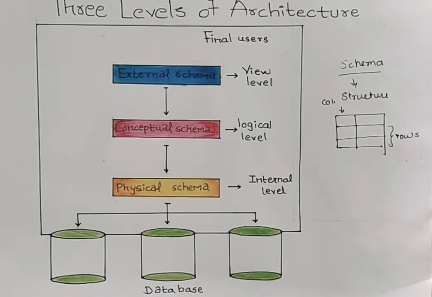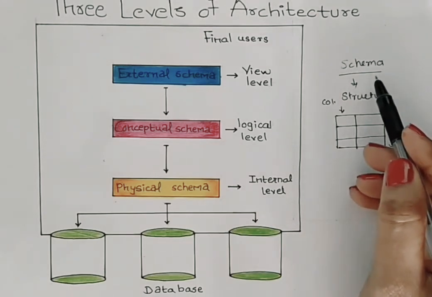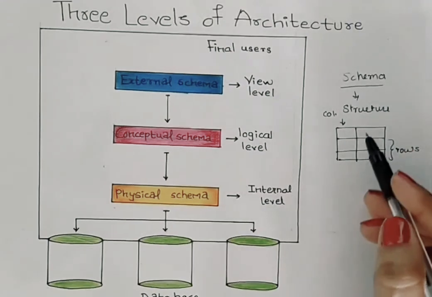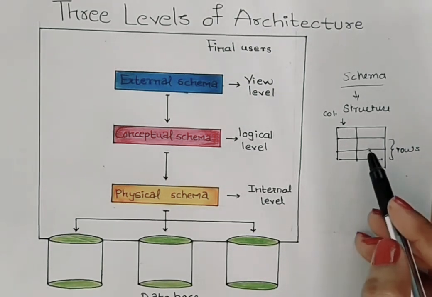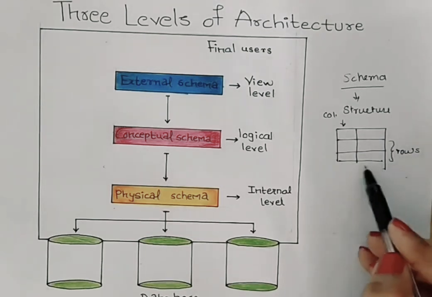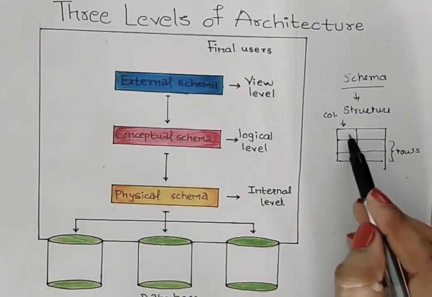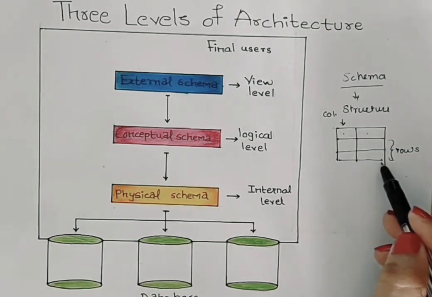Today we will discuss what is schema, what is 3-tier schema architecture and why it is used. So let's start. We'll first see what is schema. Schema is nothing but a structure. In DBMS, data is stored in two-dimensional structure. We call it as a table. Table has rows and columns. These are nothing but the columns and these are nothing but the rows.